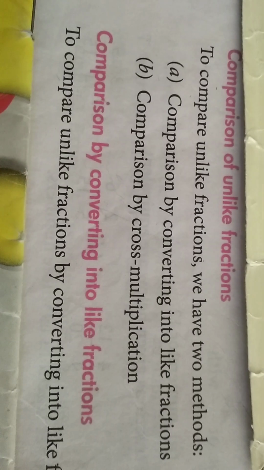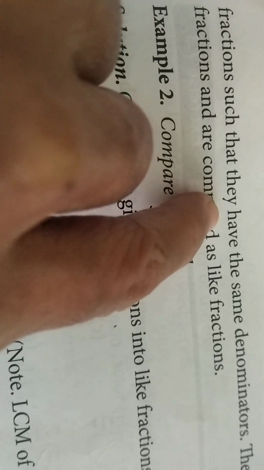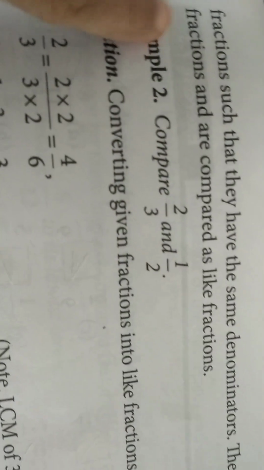First, we can compare by converting into like fractions. To compare unlike fractions by converting into like fractions, we change the fractions such that they have the same denominator. The resulting fractions are like fractions and are compared as like fractions.